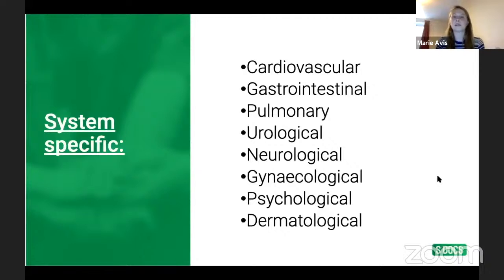The second way is to think of it in a system-specific way. I personally find this one a bit easier because I'm quite a visual learner, so I like to be able to imagine all the different systems in a patient and think, okay, which one's gone wrong? But it's much the same. So you can think of the cardiovascular system for a headache and think, have they had a stroke? Have they got atrial fibrillation, so they're throwing off loads of clots that are going to the brain? And you can work through the systems like that.